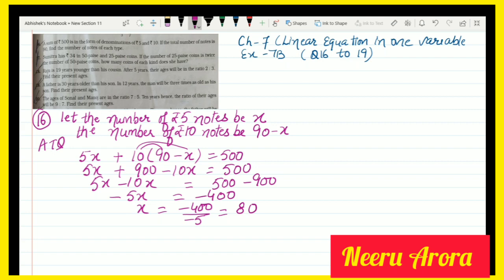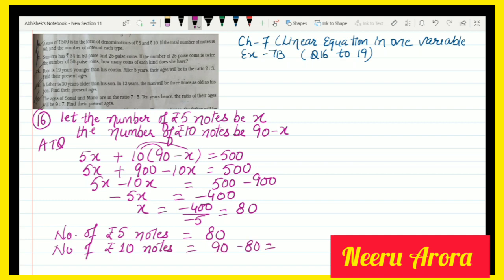So that means the number of rupees 5 notes is equal to 80, and the number of rupees 10 notes is equal to 90 minus 80, that is equal to 10. So in this video we are going to find the solution of question number 16 to question number 19. So this is question number 16.